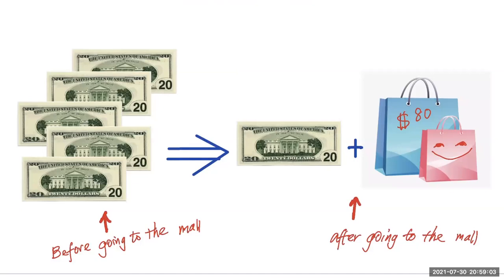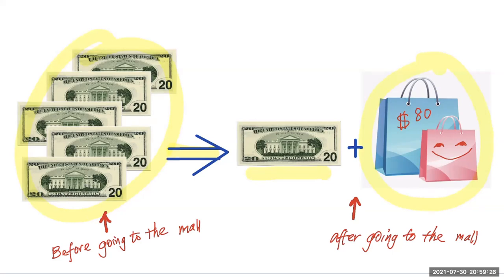You have 5 of those $20 bills. Okay, this is what you have, right? You have $100, then you go to the mall, you spend some money and you bought this stuff, $80 worth of stuff. Okay, then how much money do you have left? $20. So you start with 100 and you spend $80, you get $20 left.